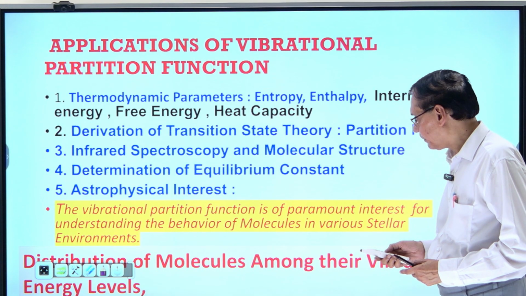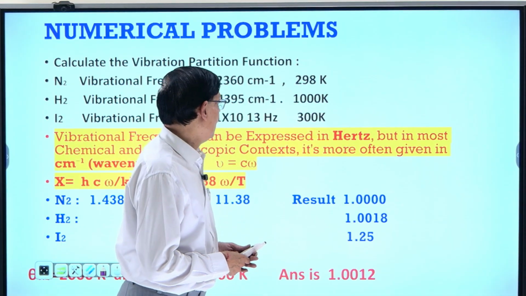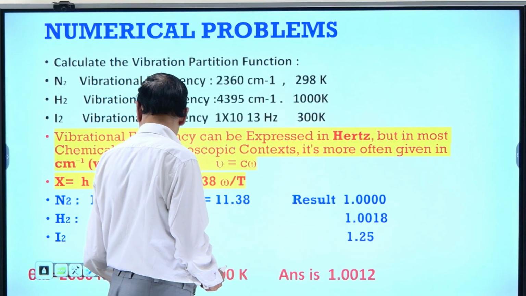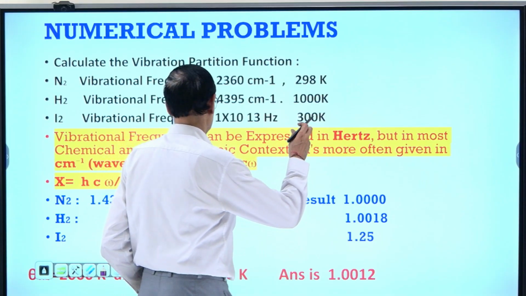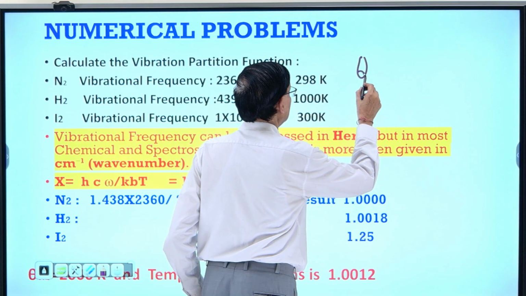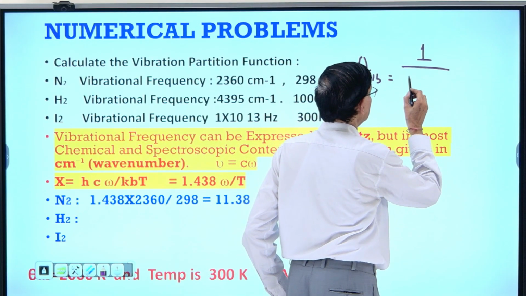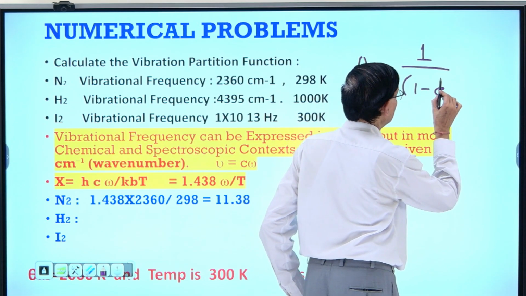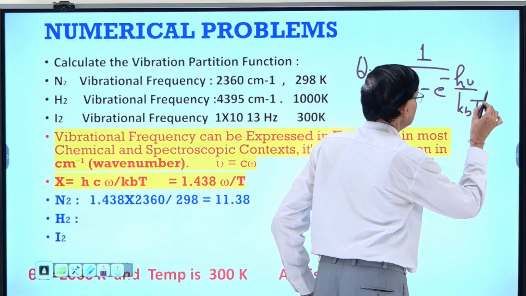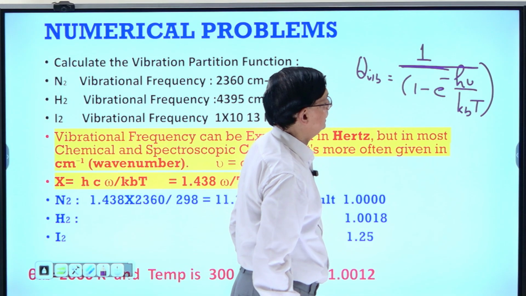Now, the last part is always I give some numerical problems, because if you understand the formula, and the formula I have already derived, Q of vibrational is very simple: 1 minus exponential minus h nu divided by kBT, without considering the zero point energy.